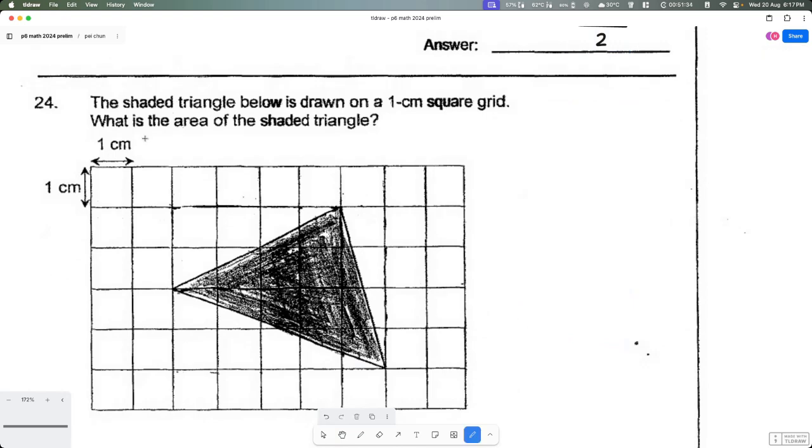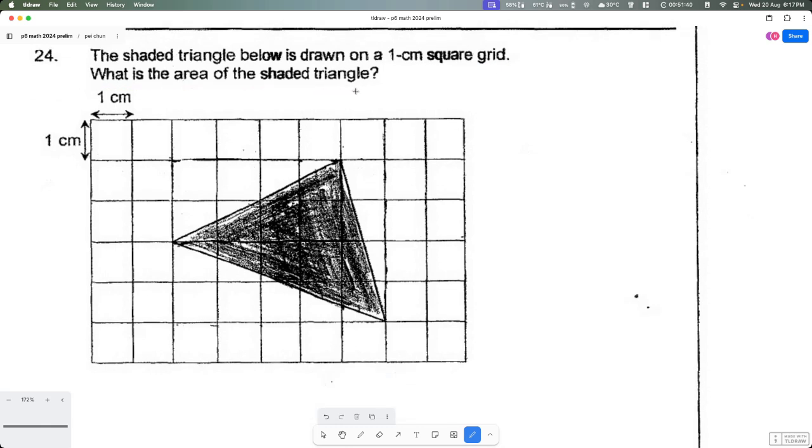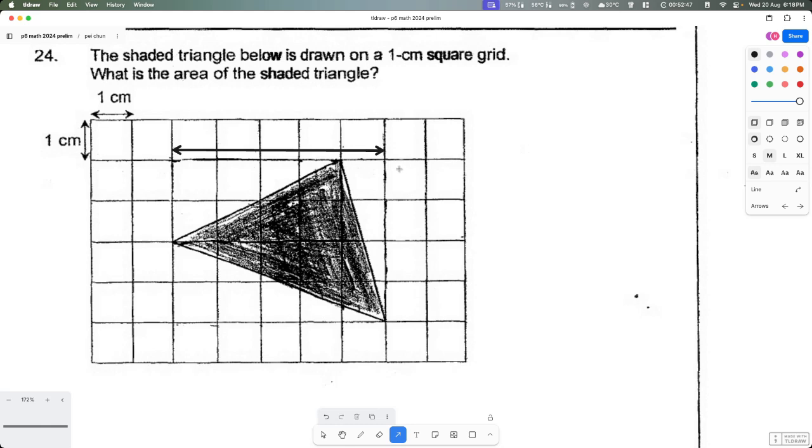The shaded triangle below is drawn on a 1 centimeter square grid. What is the area of the shaded triangle? Okay, so in this case, what we can do is calculate this box. In essence, we need to get the total. Is it a square? I think it's a square. 1, 2, 3, 4, 5. 1, 2, 3, 4. So it's a rectangle. So this is 5 and this is 4.